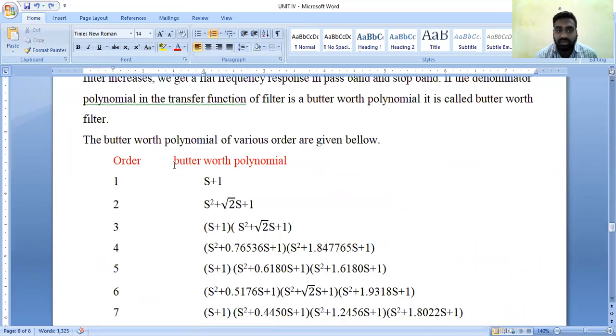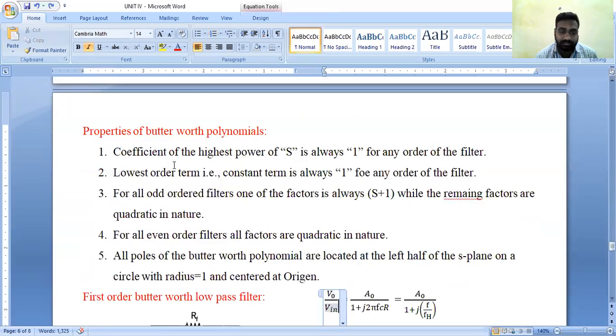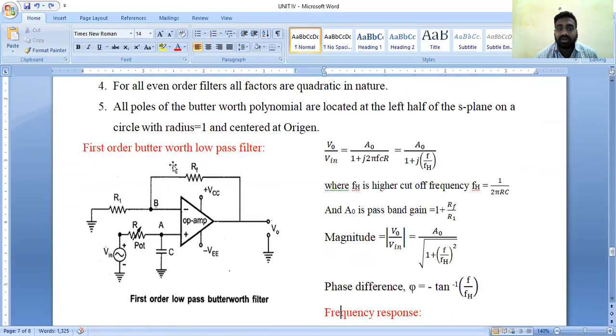So in today's class, we will see about the first order Butterworth low pass filter. See here, in this particular first order Butterworth low pass filter, if we see in this figure, the circuit is quite similar to a non-inverting type operational amplifier.